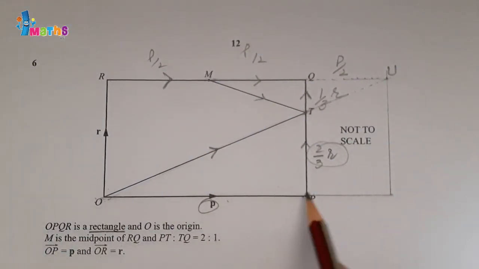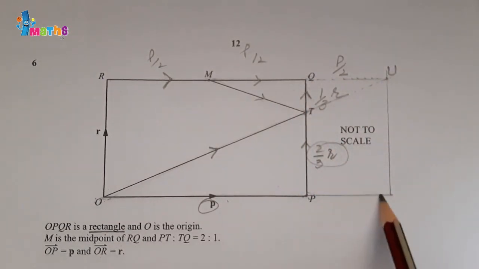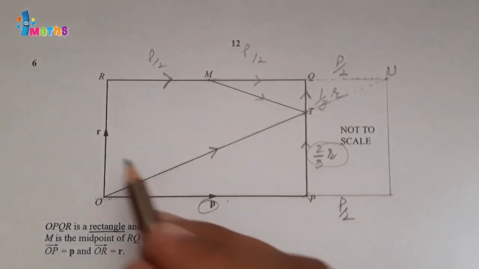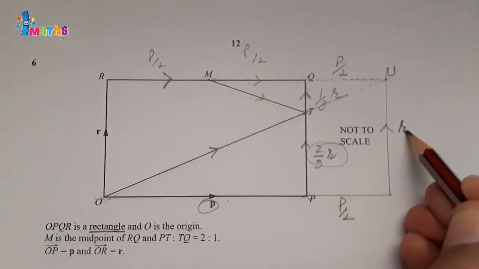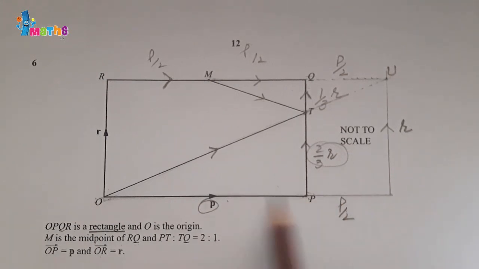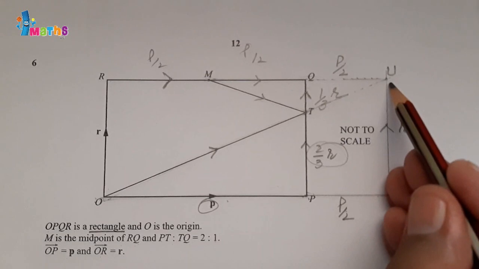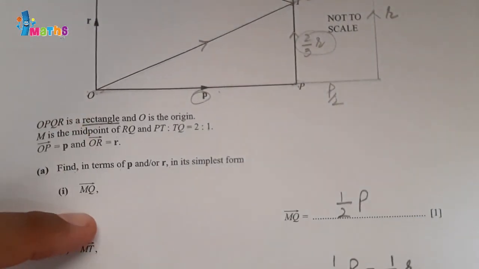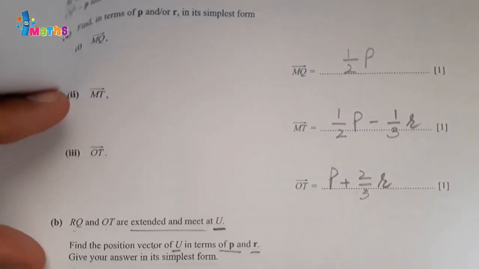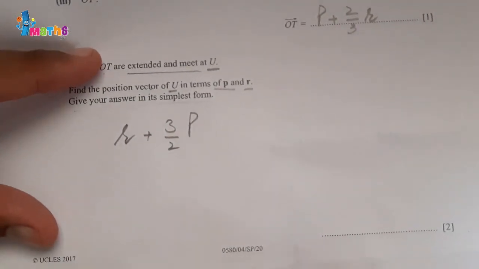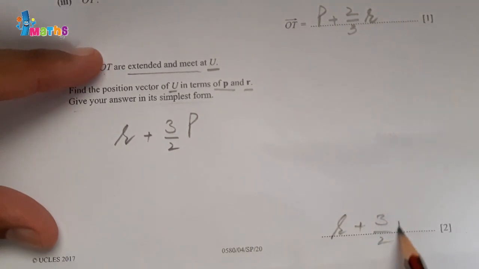Now this is P and this one is half P, which is equal to this one. This is also half P, which is P by 2. So P plus half P, and this side is equal to R. This side we will write as R. So the position vector of U will be P plus half P, which is 3 by 2 P, plus R, or we can write R plus 3 by 2 P. So we will write our answer as R plus 3 by 2 P. This will be our answer. So we can mention the same on the position provided, R plus 3 by 2 P.